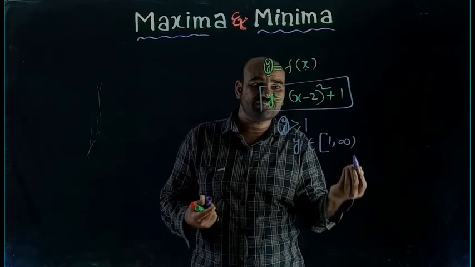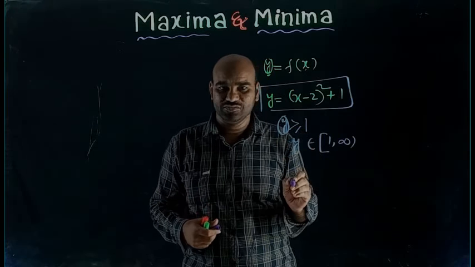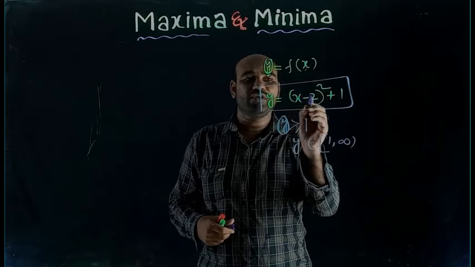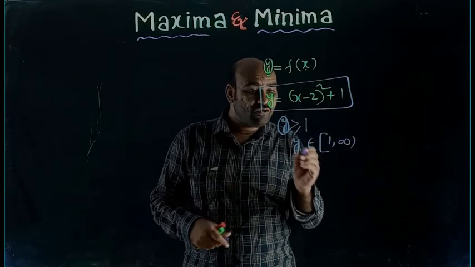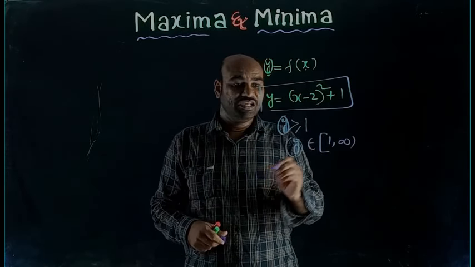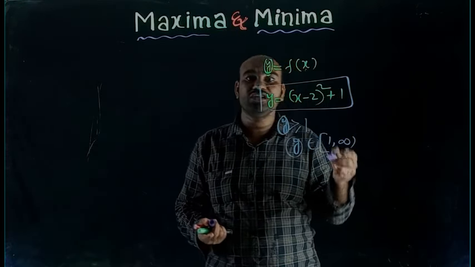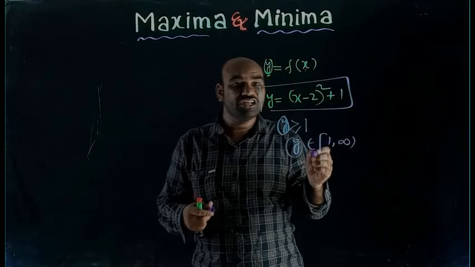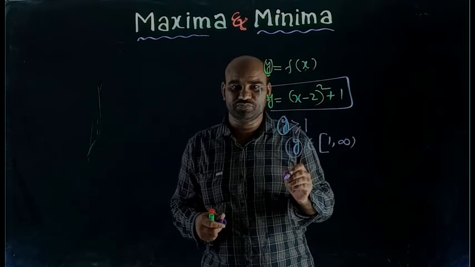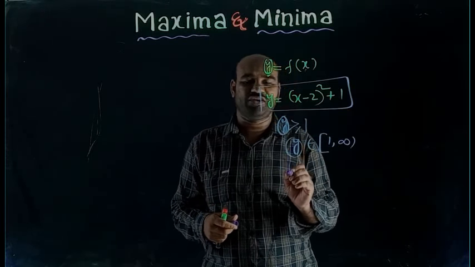For which value of x? If x equals 2, then you will get the minimum y value. With x equal to 2, y equals (2 minus 2) whole square, 0 square, plus 1, which is 1. This means when x equals 2, we are getting the minimum y value. The important thing is that you can't find a maximum y value, because it is 1 to infinity. That means there is no x which gives y as a maximum. Understood or not? That's why here we can find only the minimum value of y.